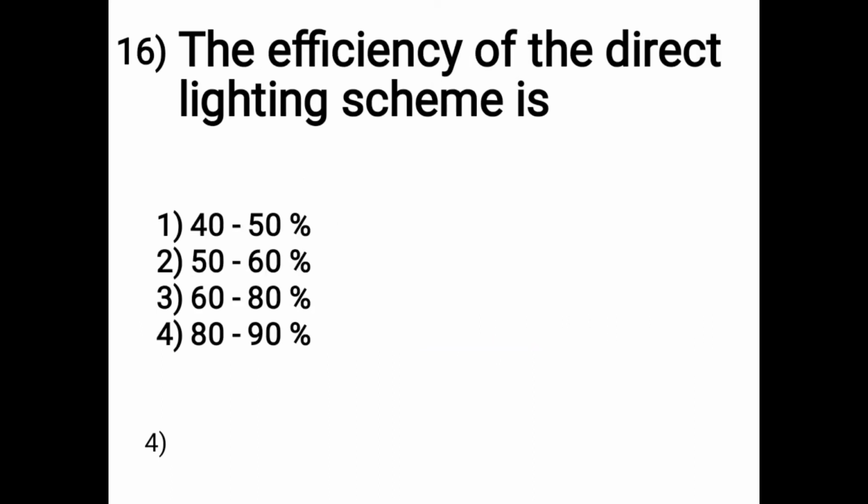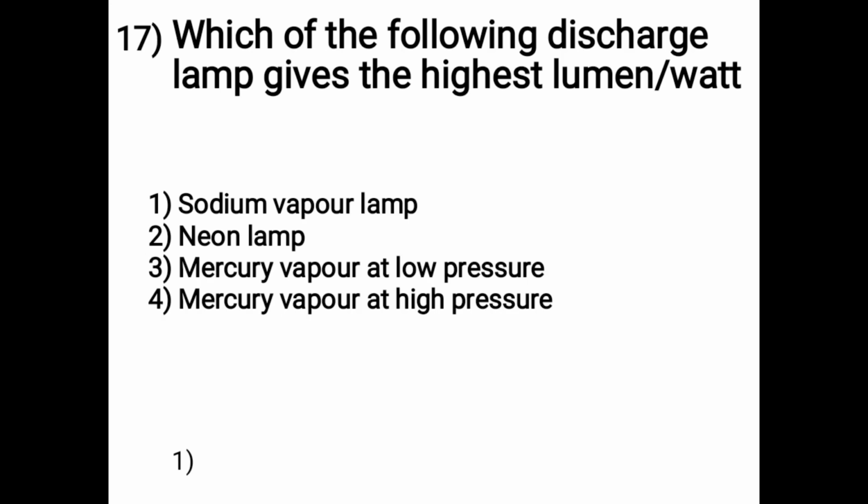Then next is question number 16. The efficiency of direct lighting scheme is 80 to 90%. Then which of the following discharge lamps gives the highest lumen per watt? Means which lamp gives the highest lumen per watt? So the sodium vapor lamp gives the highest lumen per watt.